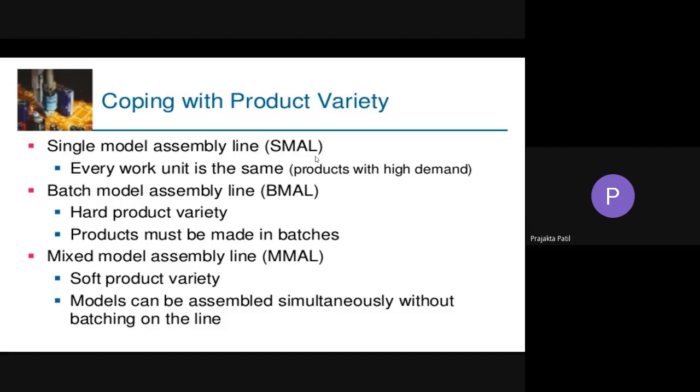Now moving on to the batch model assembly line: when you have a hard product variety and products must be made in batches, that is when you can go for the batch model assembly line. Batch model and mixed model lines are basically designed to produce two or more models, but different approaches are used to cope with the model changeover. In a batch model line, each model is produced in batches.